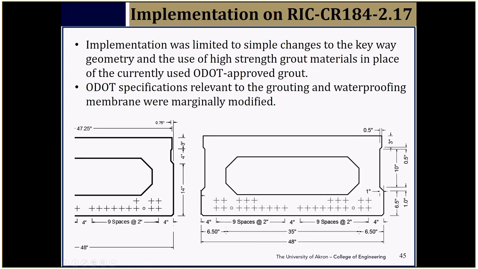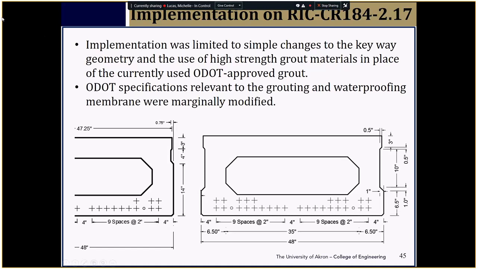The next item was implementation. So what we did was we tried to implement all these findings in a project, and the simplest thing we can do is to increase the depth of the keyway and increase the width of the opening here so we can actually place grout adequately, and also use high strength concrete grout instead of the traditional grout.